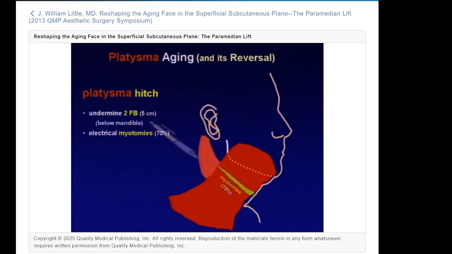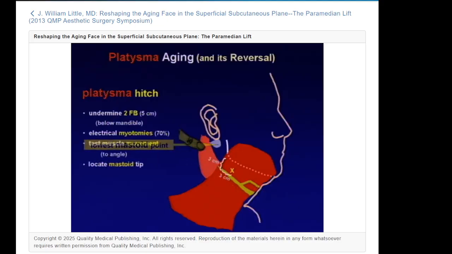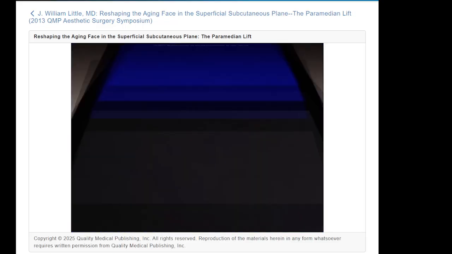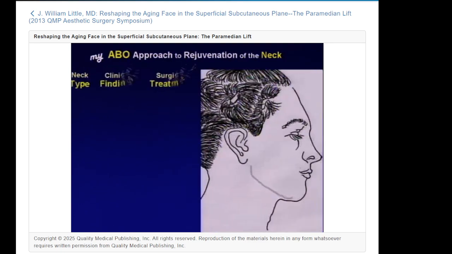So my platysma hitch, heavily based initially on his, is like this. I go two fingerbreadths below in the neck. I divide the neck muscle, a member, in 80%. I divide it a second time up front, 70% in that same group. I then test the muscle movement near the angle. It's usually 3 centimeters down, 3 centimeters forward. I palpate the lowest point of the mastoid tip, and then I use a heavy suture, and this is tension. This is old-fashioned facial tension like I used to use, but it's in the neck. I then have trailing sutures of 3-0 that bring the cut end of the muscle backwards, and they bring that little island of muscle up toward the angle. So this is my ABO approach to rejuvenation of the neck now.